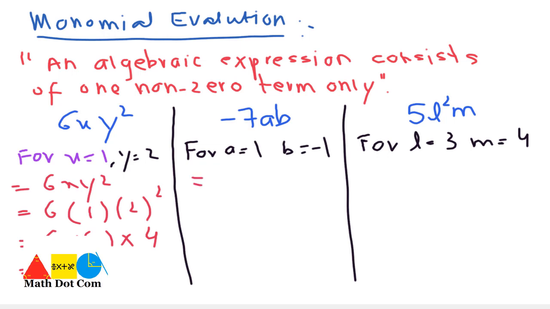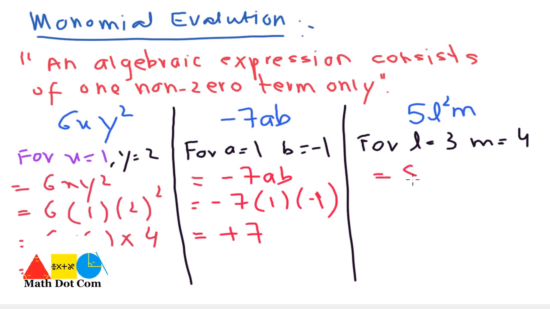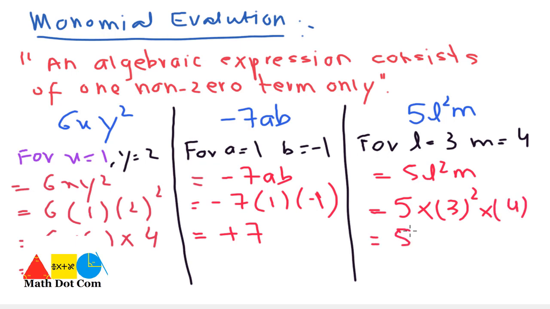Okay, for minus 7ab we have minus 7ab. We'll substitute the values as 1 and minus 1. Then we will multiply them together. Minus minus will be plus and it will be plus 7. For 5l square m we have 5 multiplied by l is 3 square, multiplied by m is 4. First we will evaluate the exponent. 5 multiplied by 9 multiplied by 4 and it will be 180. So this is how we can evaluate a monomial expression consisting of only a single non-zero term.